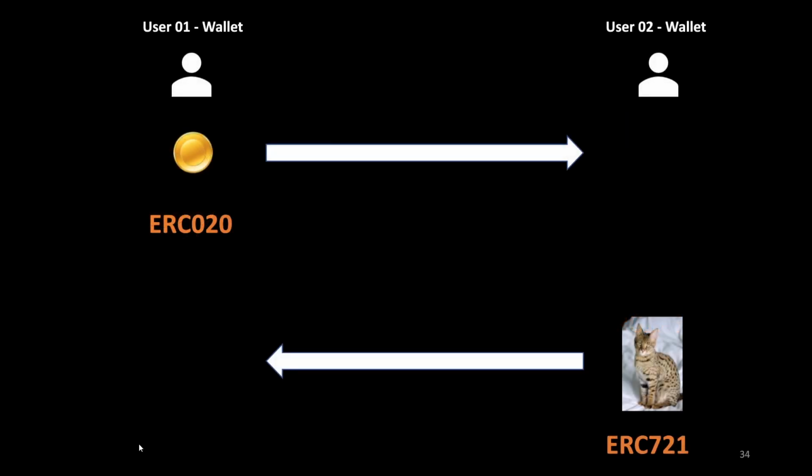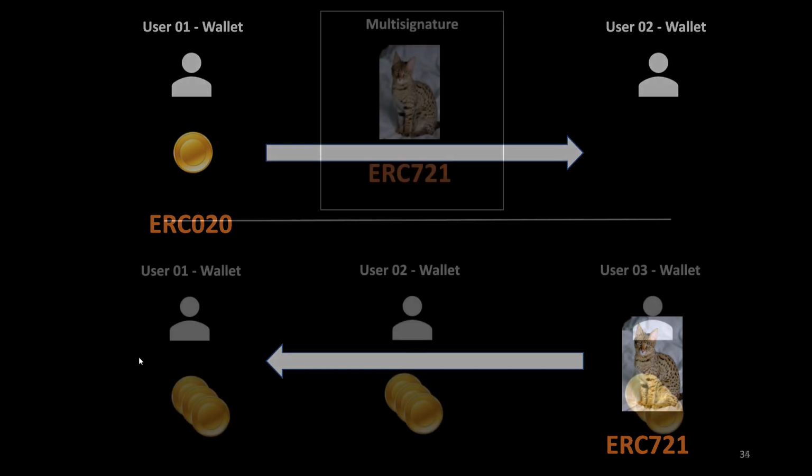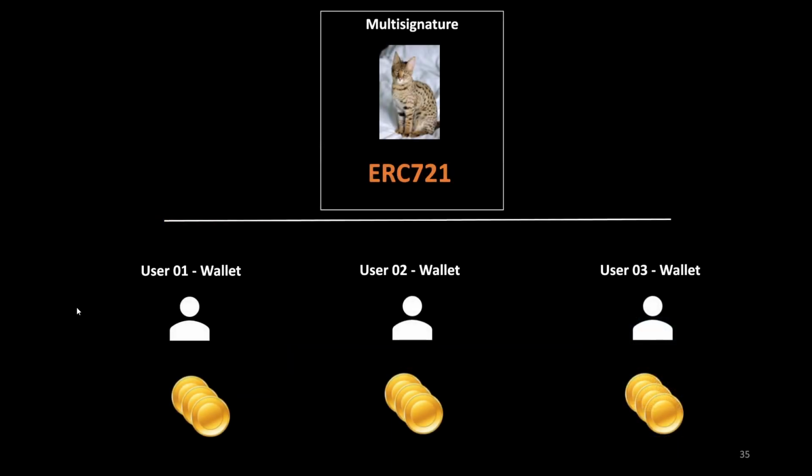One of the things they allowed is that users could have wallets and then exchange tokens. So user 1's wallet could exchange an ERC-20 with user 2, or user 2 could sell his cat picture to user 1. You are exchanging assets back and forth, and this is the beginning of what's called decentralized finance, or DeFi. This has grown extraordinarily fast, and we're now in the phase where we're using these things called multi-signatures.